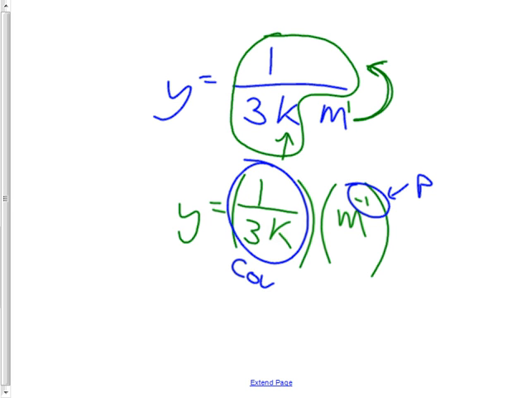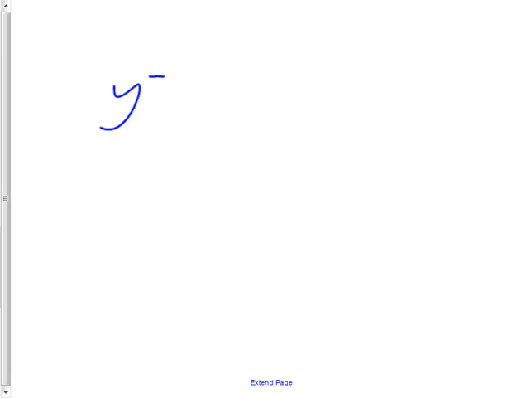Make sense? Let's do another one like that. See if you catch this. y equals 3 pi x to the 4th, all over 2. If it's a power function, tell me its power and its constant of variation.